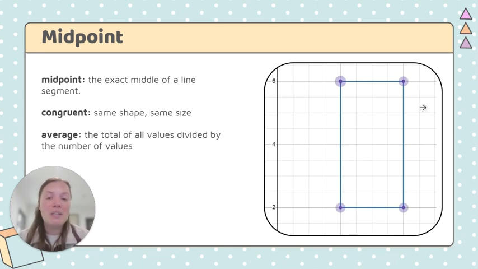Next, we're talking about midpoints. Midpoints are the exact middle of a line segment. So we have a couple line segments. Last lesson, we talked a lot about finding the area of rectangles. Let's talk about finding the midpoint on a line segment for a rectangle, right? Midpoint is the exact middle. So basically we're cutting it in half and both halves are congruent to each other. They are equal.